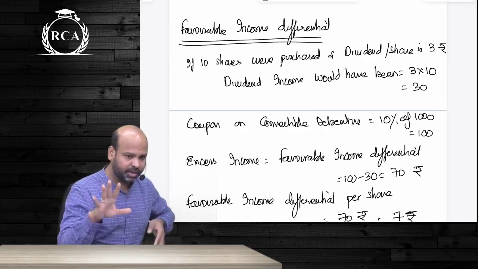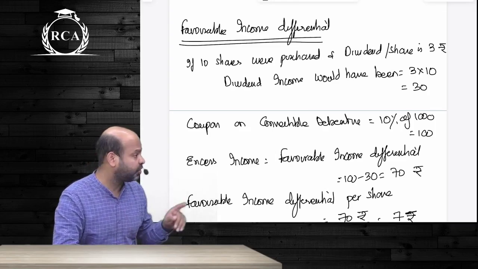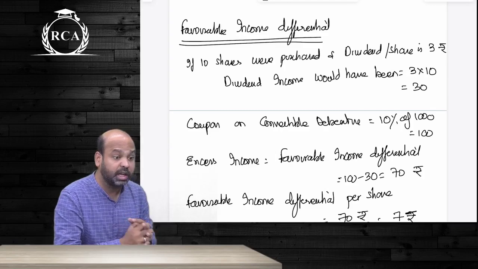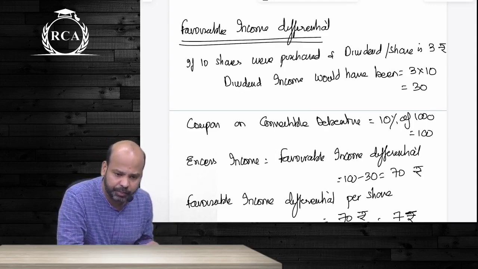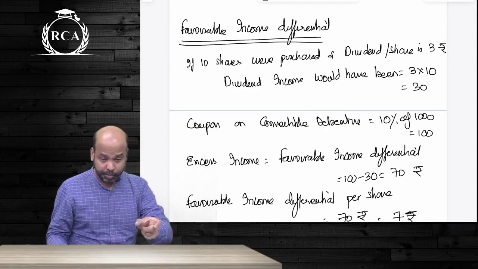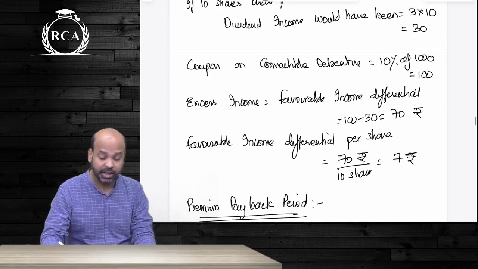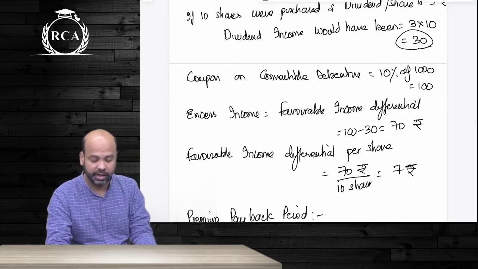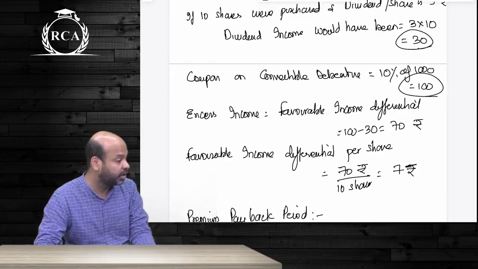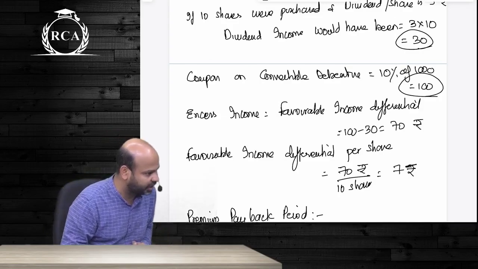In one question, the debenture was convertible into 30 equity shares. Dividend per share was 1 rupee. So your dividend income would have been 30 rupees. But that debenture was giving you a coupon of 85 rupees. What is your favorable income here? 55. Because you purchased a convertible debenture and did not buy equity shares, you are getting a higher income, and that higher income is 55. Here in the example on the screen, dividend income is 30, but interest amount is 100. Therefore, guys, your favorable income differential is 70 rupees.